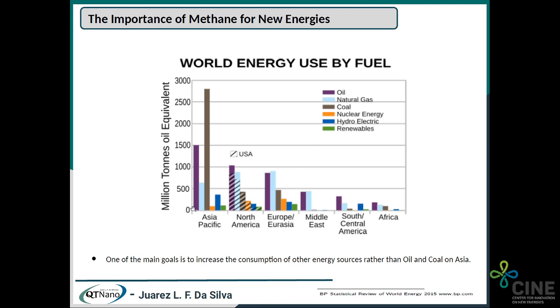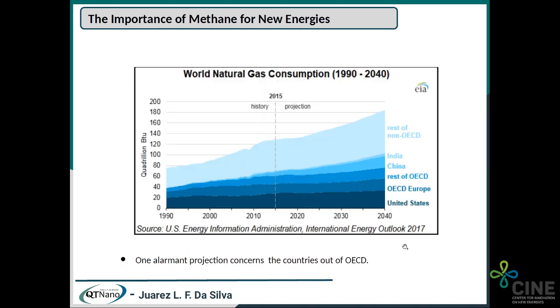As you can see here, for instance, in Pacific Asia, there is also a large dependence on oil and coal as energy. So one of the main goals is to increase the consumption of other energy sources rather than oil. This projection also shows us that natural gas consumption is going to increase with population growth, specifically with the rise of non-OECD countries. The OECD is the Organization for Economic Cooperation and Development, which includes the Pacific Asians.